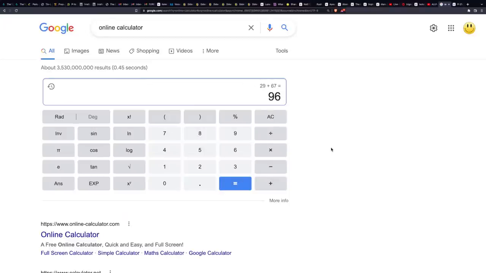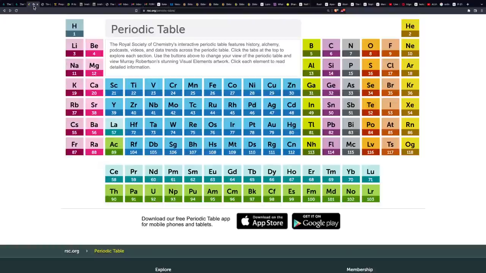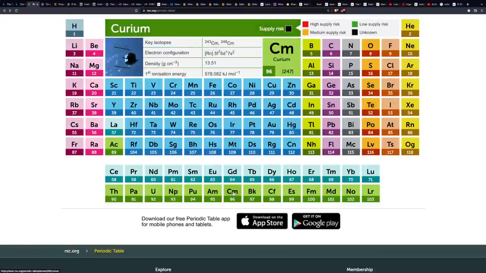You see, so now we have another layer to take into consideration. Now we have the yin yang. We have the element curium. And then we get into the number 247, and it's just endless from there. So you can take this 96, you can go to the periodic table, go to the 96 element. You see that the average weight is 247.